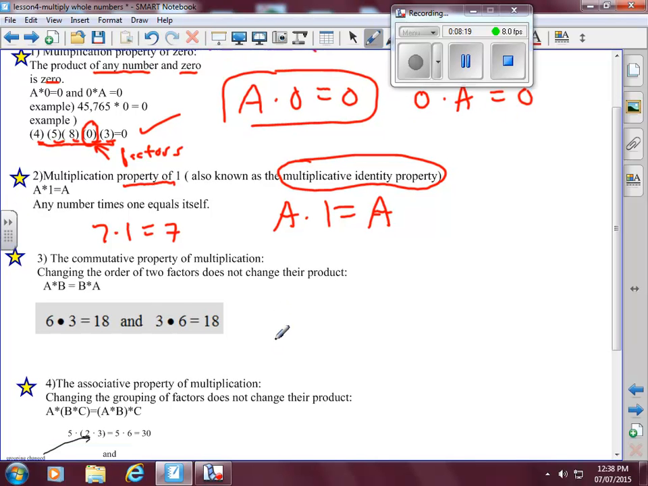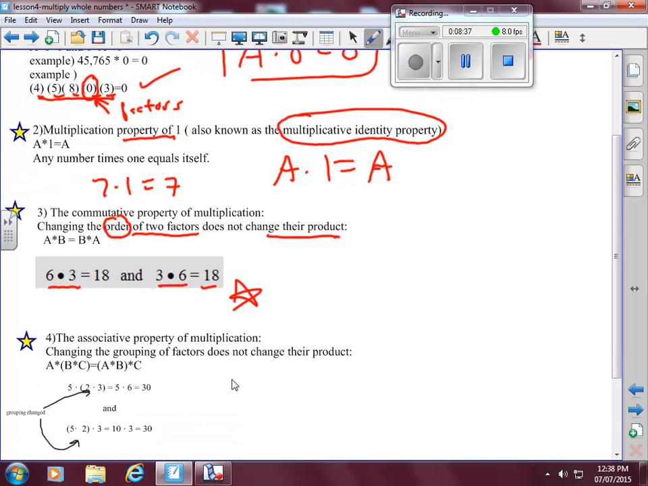It says that order doesn't matter. Changing the order of two factors, keyword order, doesn't change their product. So we know that 6 times 3 is 18, but 3 times 6 is also 18. So I'm just kind of reading through these with you, and then again encouraging you to devote these to memory so that you could reproduce them on an exam or something like that. It also tells you what's a legal maneuver. I mean, order doesn't matter with multiplication, but it does matter with division, right?